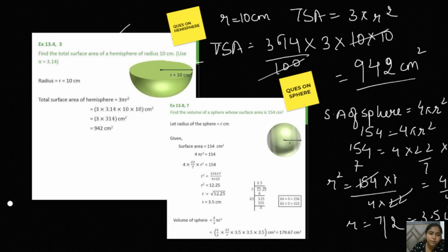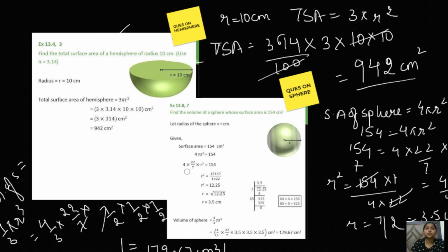Now the volume of sphere. You know the volume of sphere is 4 by 3 pi r cube. Just put the values. 4 by 3 pi. Now r cube is 7 by 2, 7 by 2 and 7 by 2. Cancel them out. You will be getting 179.67 centimeter cube as the volume of the given sphere, right?